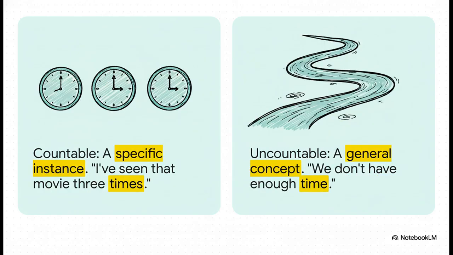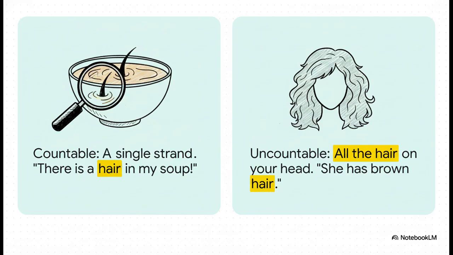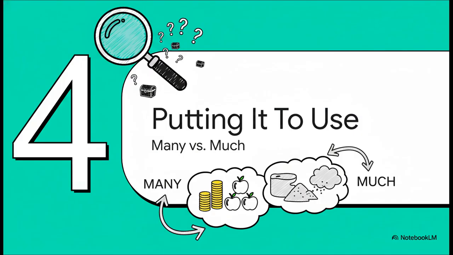And with the word "time," context is absolutely everything. Are you counting specific instances like, "I've seen that movie 3 times"? That's countable. Or are you talking about time as this big, general, flowing thing like, "we just don't have enough time"? Well, that's uncountable. And we see the exact same thing with "hair." It's pretty logical, actually. If you can count the individual strands, like, yuck, finding one single hair in your soup, it's countable. But when you're talking about all the hair on someone's head as a whole concept, well, then it's uncountable.